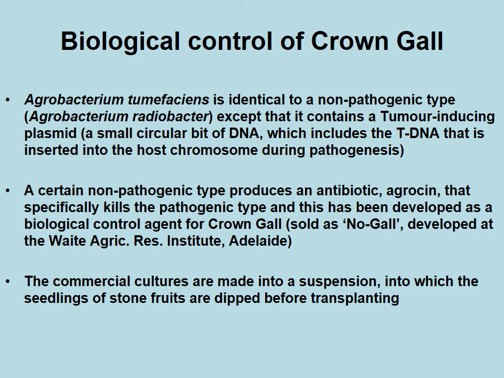disease. Now, a certain non-pathogenic type of Agrobacterium produces an antibiotic called agrocin, and this antibiotic specifically kills the pathogenic Agrobacterium tumefaciens. So this has been developed as a biological control agent for the control of crown gall disease. It's sold as Nogall, and it was developed at the Waite Agricultural Research Institute in Adelaide. The commercial cultures are made into a suspension into which the seedlings of stone fruits are dipped before transplanting.